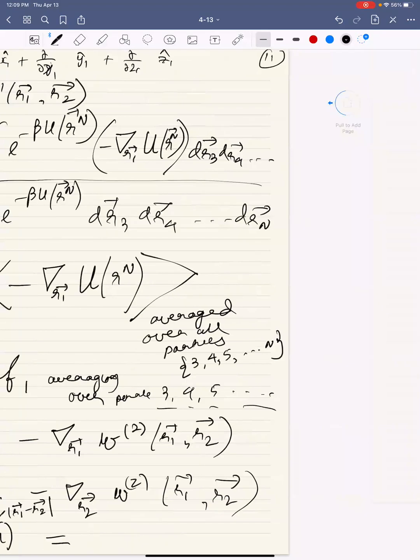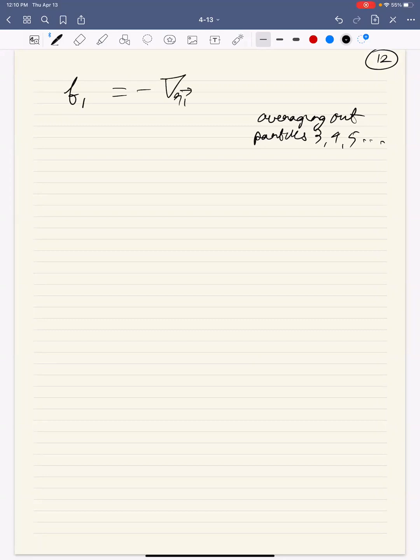Okay, this is the last thing we have to do today. We have a few minutes left. So let me write it down again. So we are saying that the force experienced by particle 1 when you are averaging out particles 3, 4, 5, ... is minus gradient with respect to the position of the particle 1 of W2 of R1, R2. And if at this point you're like, wait, where did W come from?